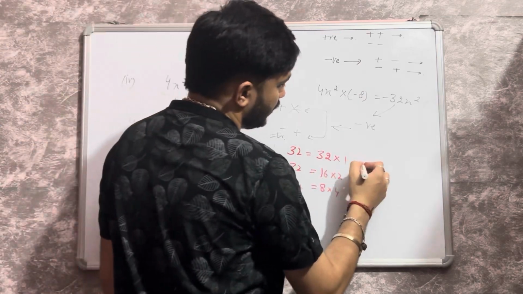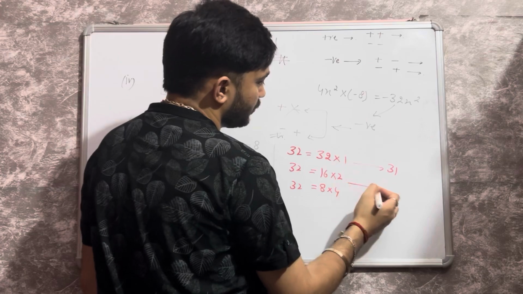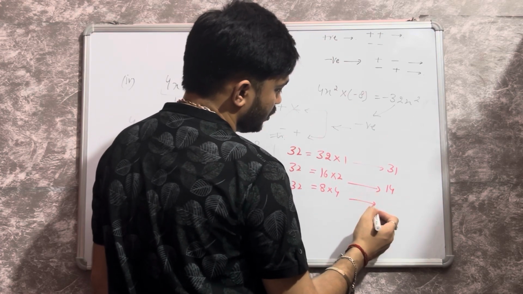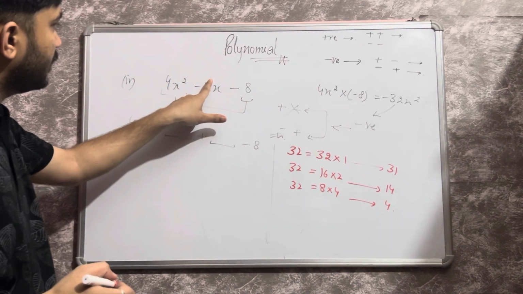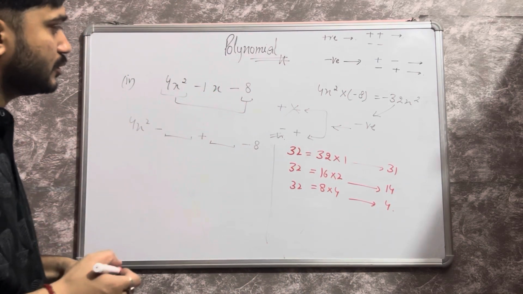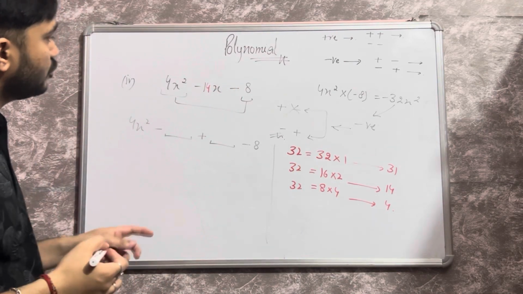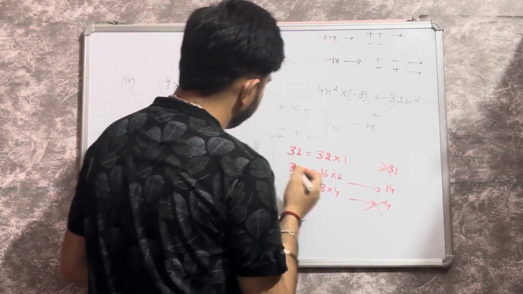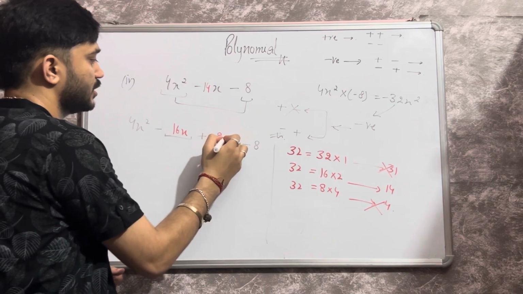So here after subtracting these two numbers you will get 31. After subtracting these two numbers you are going to have 14, and after subtracting these two numbers you are going to have 4. I think I have written the wrong question. Here it will be 14x. So we are going to write the two terms here as 16x plus 2x.